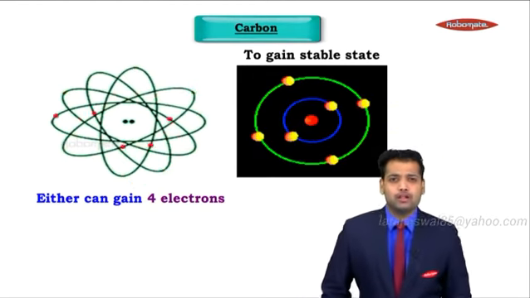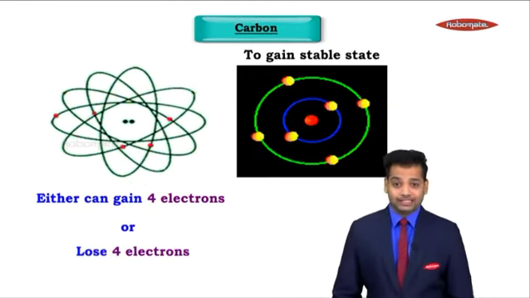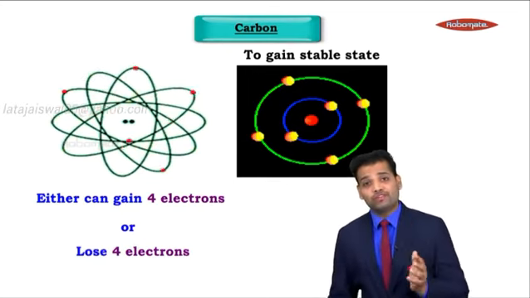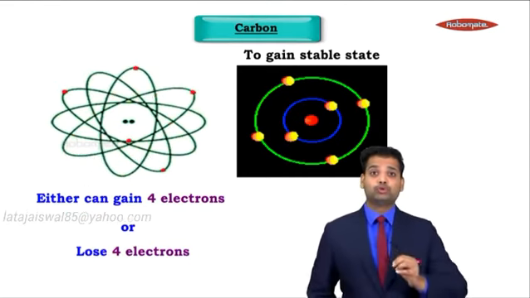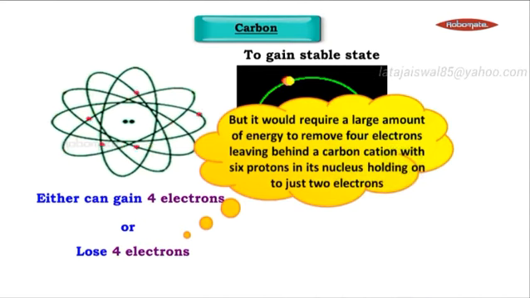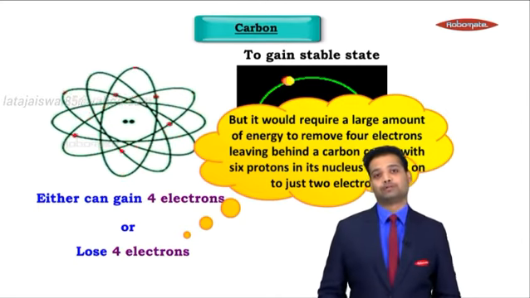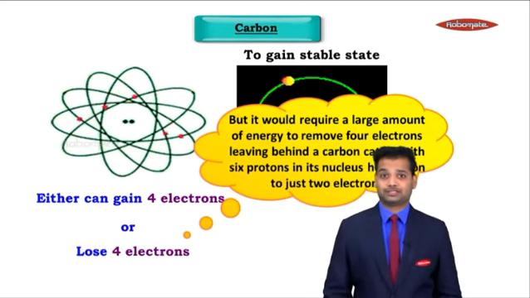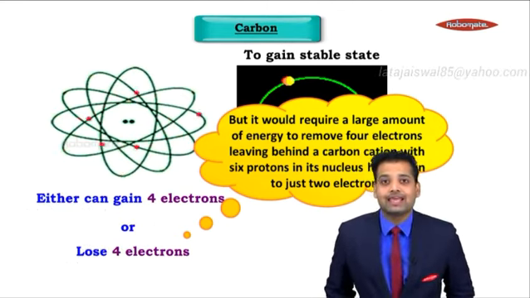So then maybe it can lose 4 electrons. Let's see why it cannot lose 4 electrons. Just imagine the amount of energy it would take for carbon to lose 4 electrons. It would take a tremendous amount of energy. Also, the carbon cation, that is the positive ion left behind, would have 6 protons in the nucleus, having only 2 electrons. Even that is impossible. So what does carbon do? Carbon shares. And we'll see how it does that in the next module.